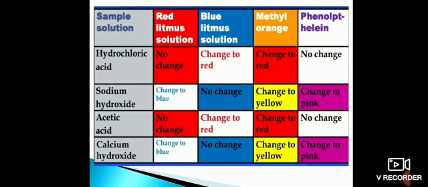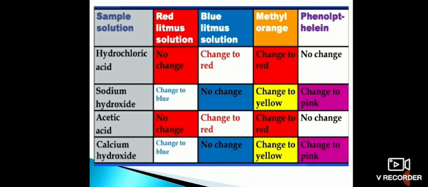When red litmus solution is in sodium hydroxide, there is a color change, red to blue. When blue litmus solution is in sodium hydroxide, there is no change in color. Methyl orange in sodium hydroxide changes to yellow. Phenolphthalein in sodium hydroxide changes to pink.